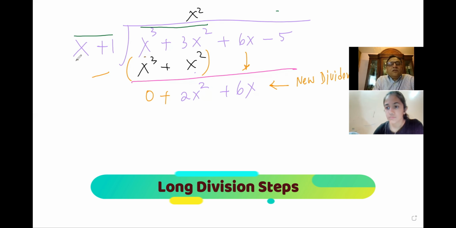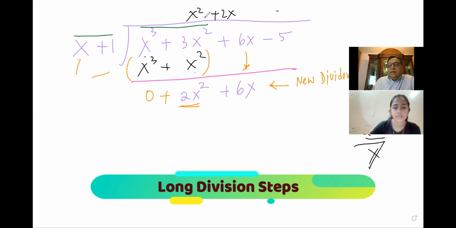Follow the process. So x will go in how many times? In 2x, right? Yes. Why did we get 2x? Because 2x squared over x is what? One of the x will cancel, you are left with 2x. Do you see that? 2x.